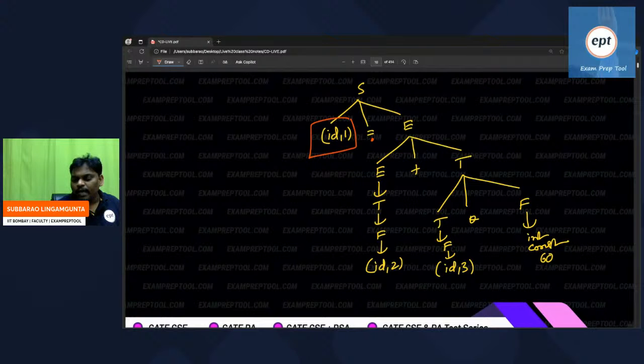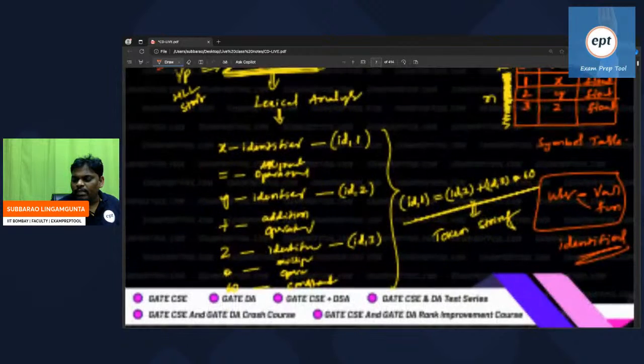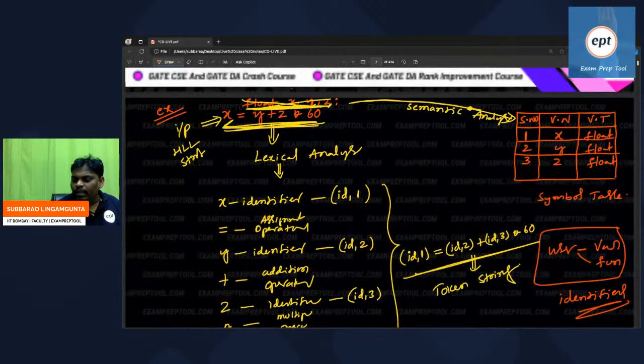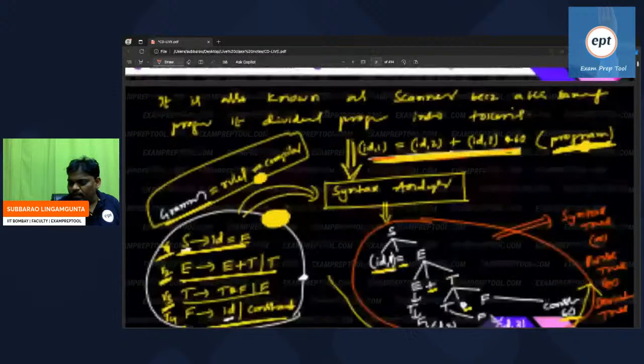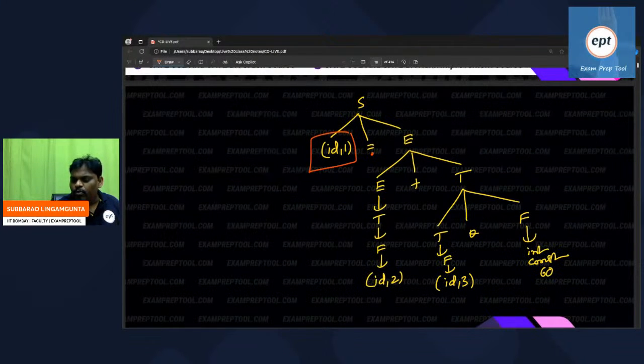Using this token ID1, can you see in the table? What is that variable name, and what is the type? Name is X, type is float. Am I right or not? So using the token, I went to the symbol table and got to know it is a float. Can you help me now? Assignment operator left is float. You want the right also float or not?